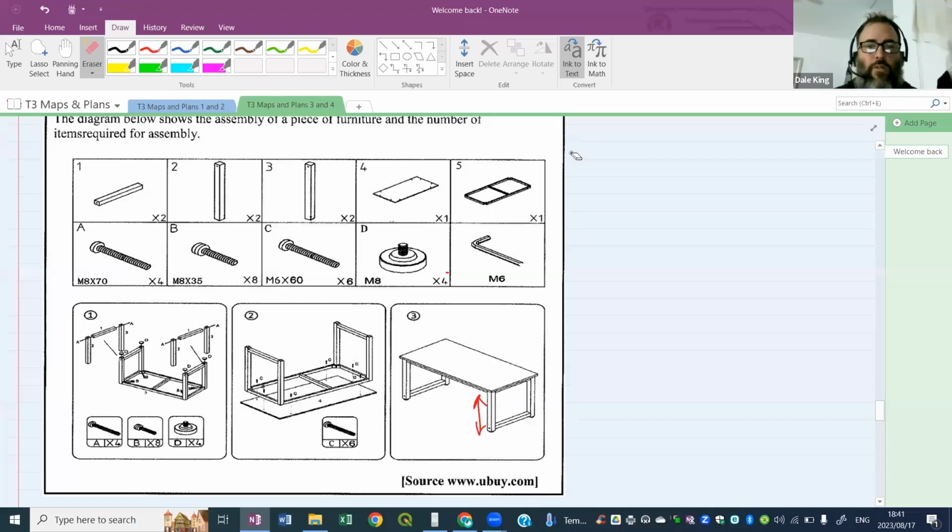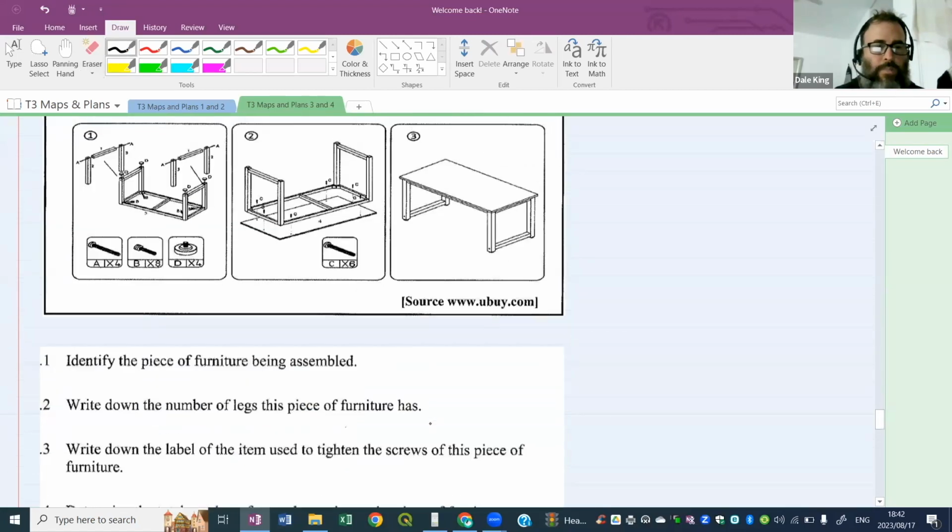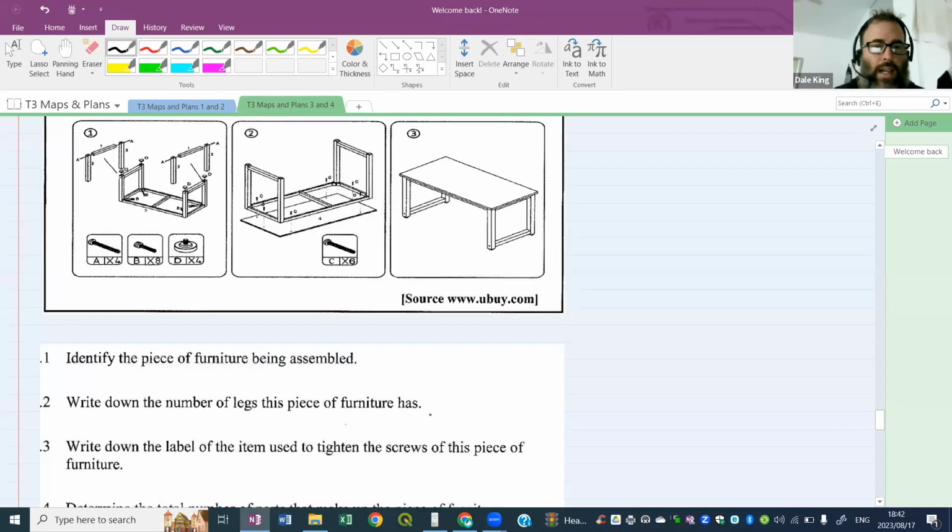So I would say there are 4 legs in this diagram. There are 6 pieces. You guys are looking at the numbers here and saying there are 6 pieces when you're putting the legs on. Yes, 6 pieces of wood. But in terms of a table leg, it's just the vertical part that's going down. So it's 4. Some tables have 6. You're right, Tandor. If it's very long, they'll put one in the middle. But usually tables have 4 legs that they stand on. All right, next question. Write down the label of the item used to tighten the screws of this piece of furniture.